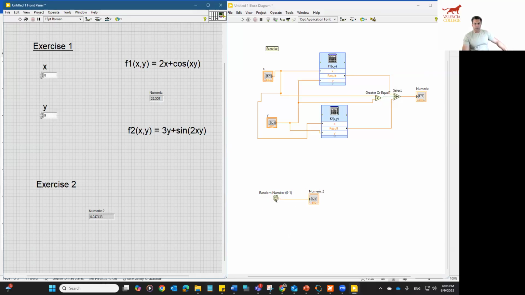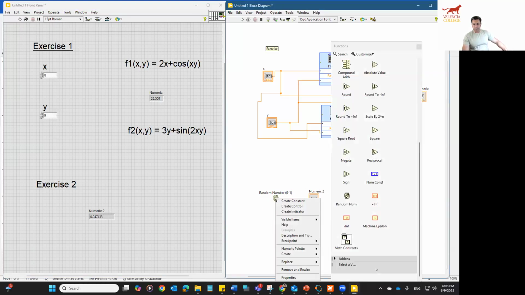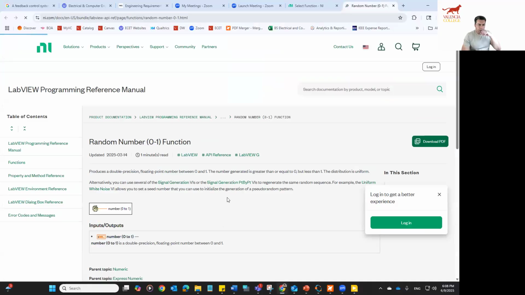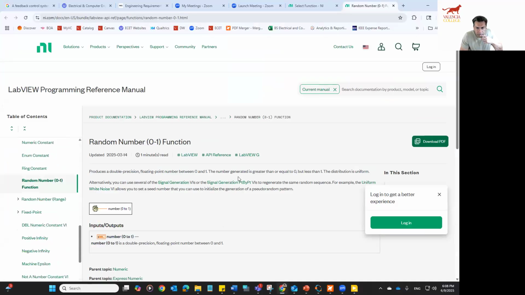Let me confirm, because I know in MATLAB it is the uniform distribution. And it will show us. It produces a double precision number. The distribution, yeah, uniform distribution. The distribution is uniform, so each number has the same likelihood of being generated. Let's go back.